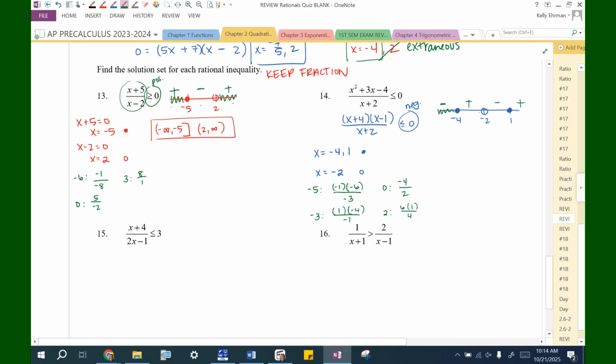I want the negatives because this was less than or equal to. So my solution set is -infinity to -4, square bracket, parentheses -2 to 1, square bracket.